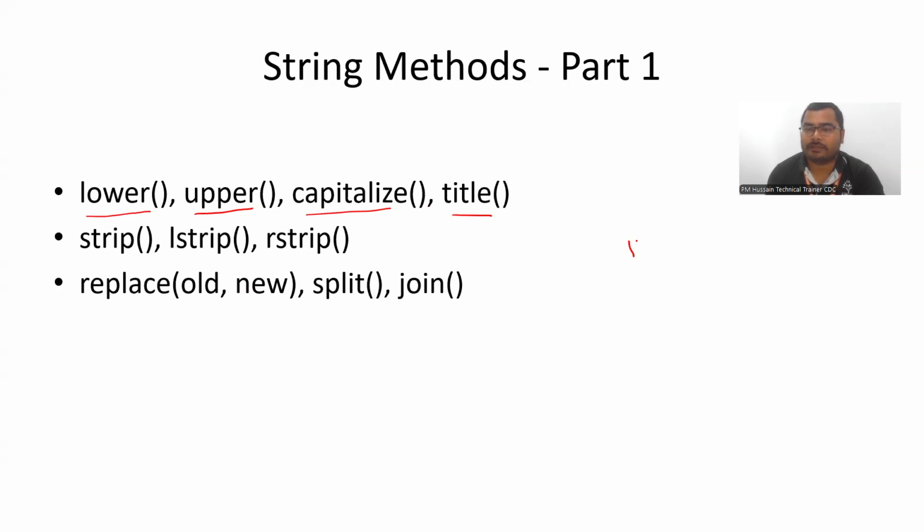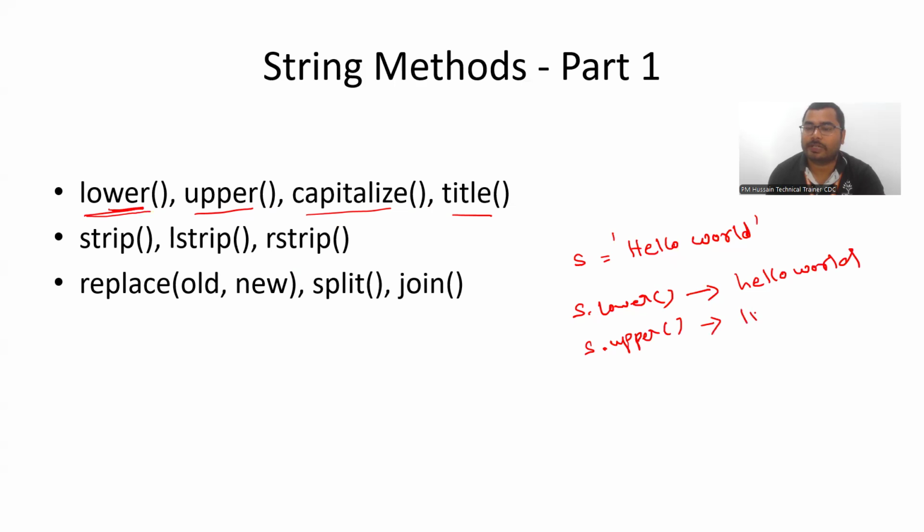Now if you're having one string, hello world, this is the string s. Now you want to convert all characters to lowercase. Then you can simply write this method: s dot lower, simple. This will convert all the characters in the given string to lowercase, so you will get the output hello world. Next, if you want to convert all characters in s to uppercase, s dot upper, simple. This will convert all characters to uppercase letters. So now you will get hello world in uppercase.